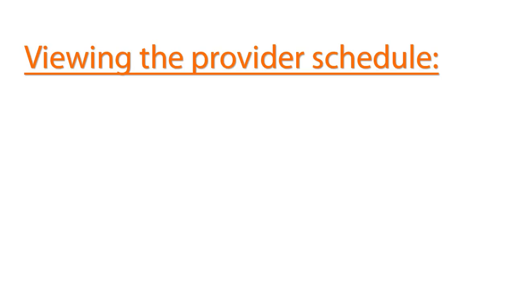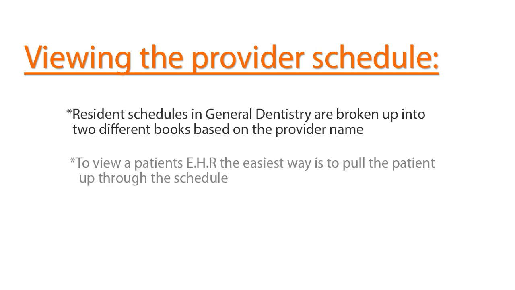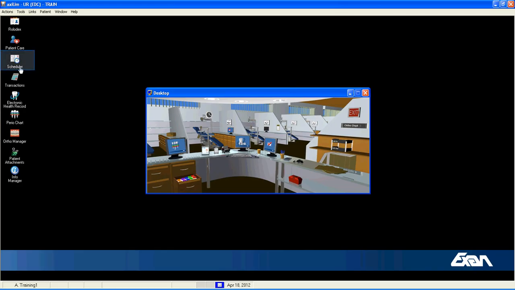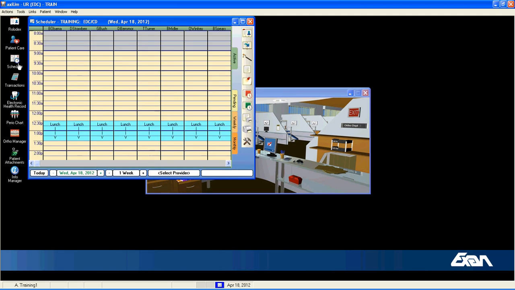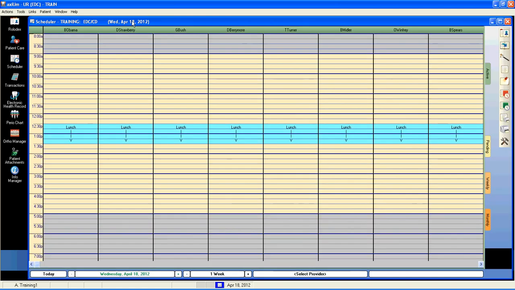Viewing the provider schedule. Resident schedules in general dentistry are broken up into 2 different books based on the provider name. To view a patient's electronic health record, the easiest way is to pull the patient up through the schedule. To pull up a provider schedule, simply click on the scheduler icon to the left. Once the scheduling book is open, you can maximize the schedule by clicking the Maximize button in the top right corner. The toolbar at the top shows you the book that you are looking at, along with the date of the schedule you are viewing.